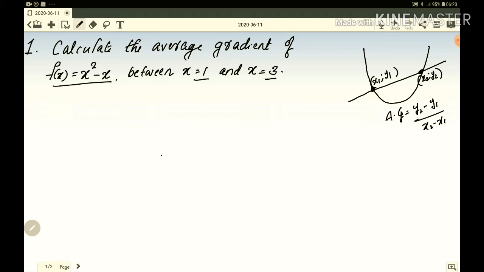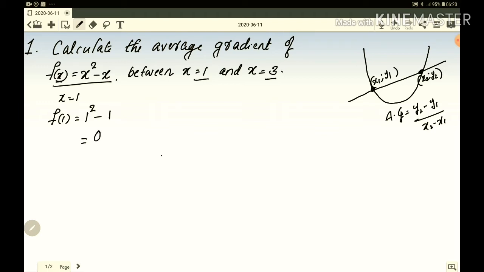So let me write, if x is equal to 1, what is the y value? Substitute. That is f of 1. Substitute means wherever you see x, write 1 there. So on the left hand side, I can see x, I write 1. Then right hand side also I can see x value, that is 1 square minus 1. So it's going to be 0, right?